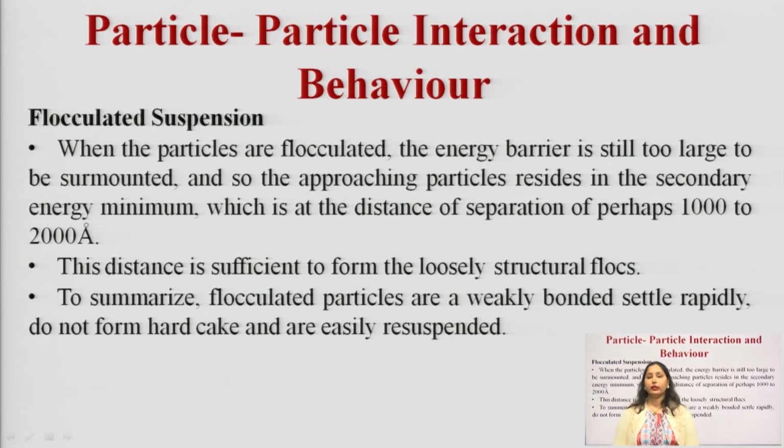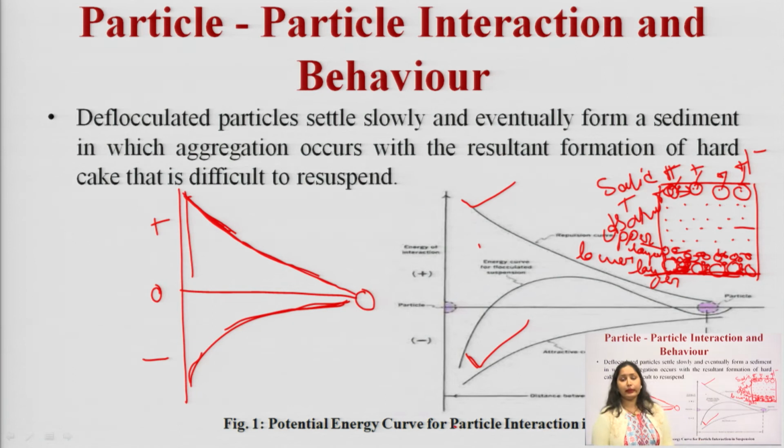Now the flocculated suspension. When the particles are flocculated, the energy barrier is still too large to be surmounted, and so the approaching particle resides in the secondary energy minimum, which is at a distance of separation of perhaps 1000 to 2000 angstrom. This distance is sufficient to form loose structural flocs. So, in the case of a flocculated suspension, this is the curve.